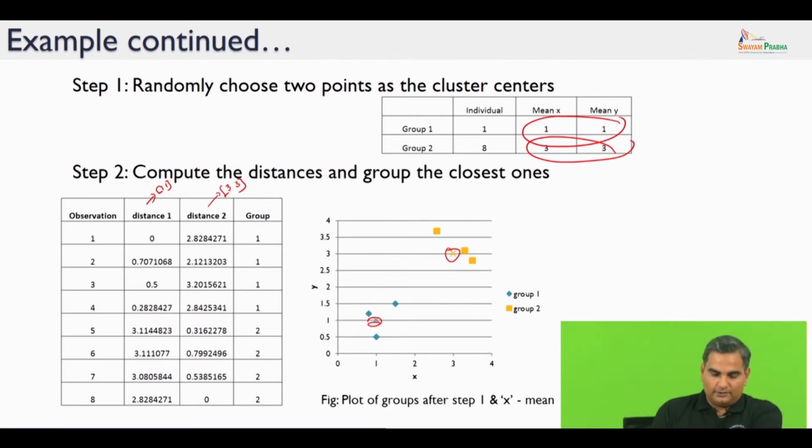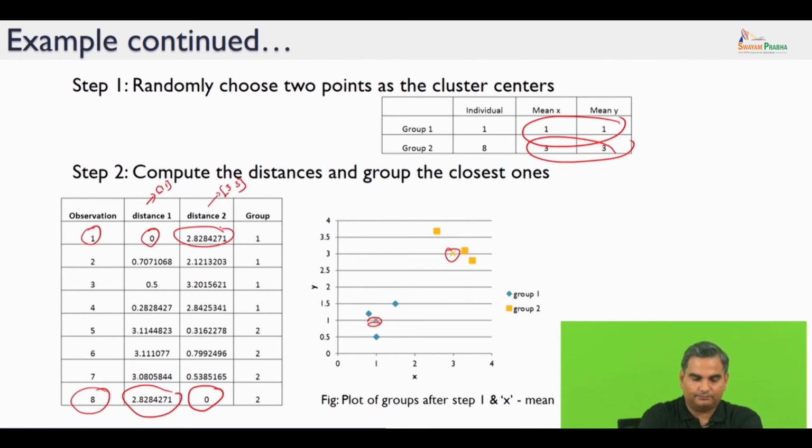Now if you notice, since the first point from the data itself is 1 1, the distance of 1 1 from 1 1 is 0. So you see that distance 1 is 0, and distance 2 is the distance of the point 1 1 from 3 3. Similarly, since we chose 3 3 as representative of group 2, if you look at point 8, which was the 3 3 point, the distance of 3 3 from 3 3 is 0, and this is the distance of 3 3 from 1 1, which will be the same as this.